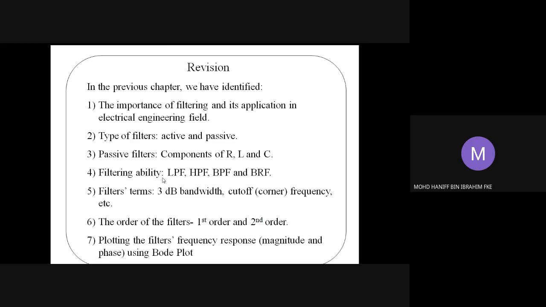And then we have also learned about the filtering ability: the low pass filters, the high pass filters, the band pass and band reject. And number five, we have also learned about the filter terms, which include the 3 dB bandwidth. You have learned about the 3 dB cutoff frequencies. It is very important. The 3 dB bandwidth is basically related to the band pass.